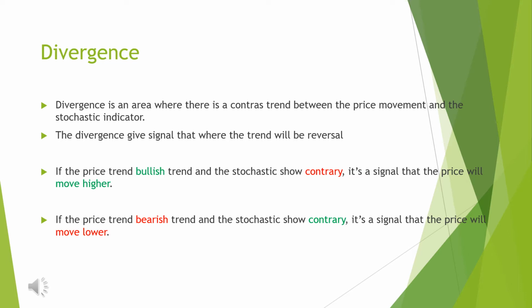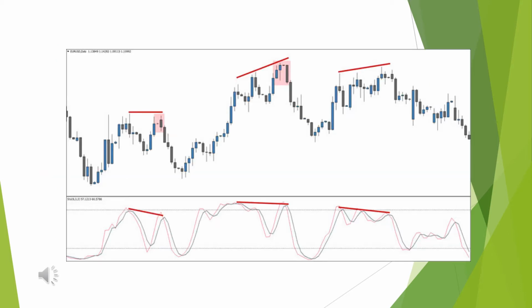Divergence. Divergence is an area where there is a contrast between the price movement and the stochastic indicator. The divergence gives a signal that the trend will show a reversal. If the price trend is bullish and the stochastic shows the contrary, it's a signal that the price will move lower. And if the price trend is bearish and the stochastic shows the other side, it's a signal that the price will move higher. This is an example of divergence. We can see the difference between the price movement and the stochastic below.